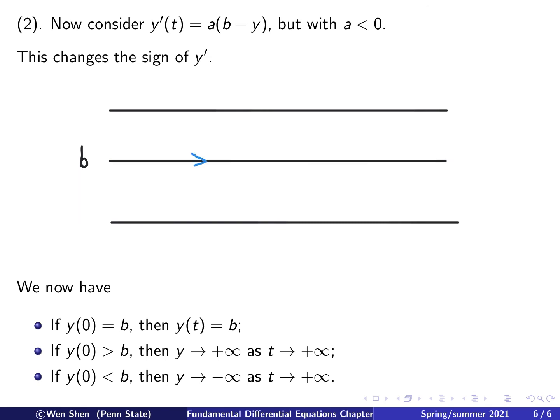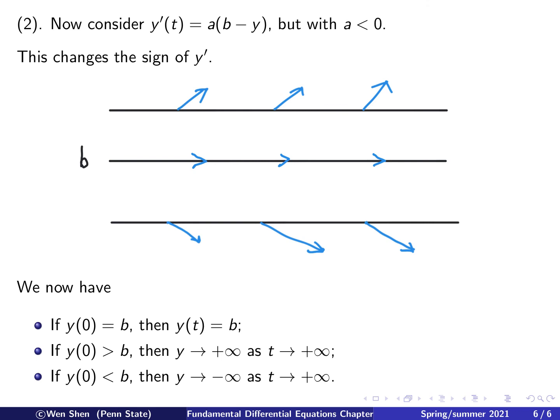When y is b, it will still go horizontally because y prime is 0. And if now y is bigger than b, then we will have y prime bigger than 0, and the arrows will point upwards. Let's draw just a couple. And then when y is less than b, the arrows go downward. I'll just make 3 of them.